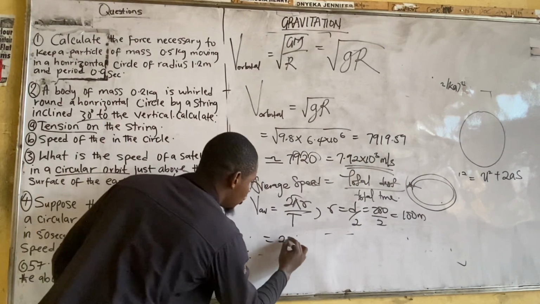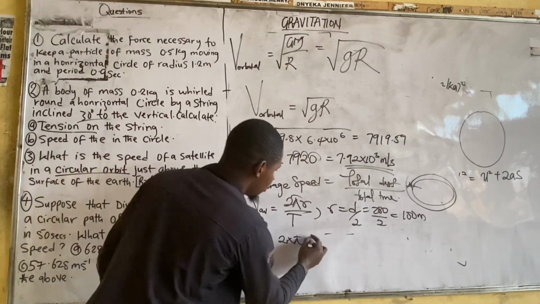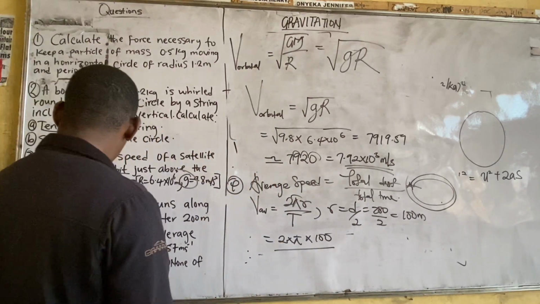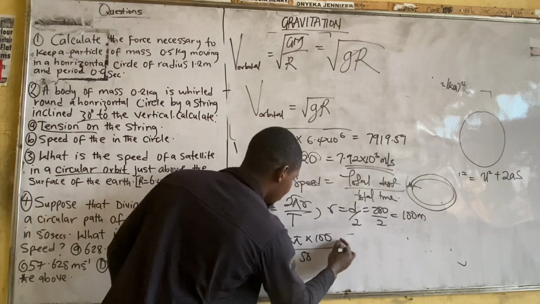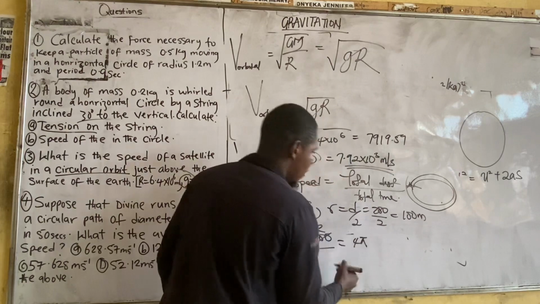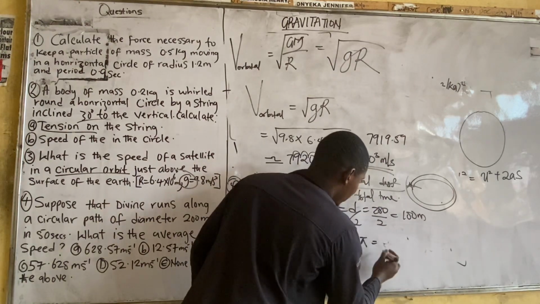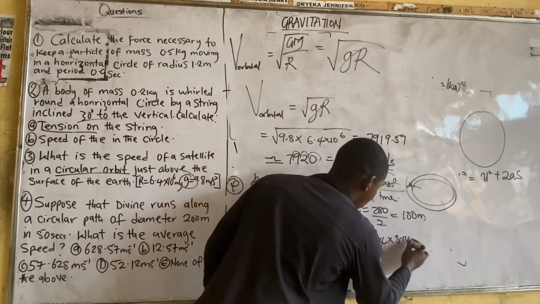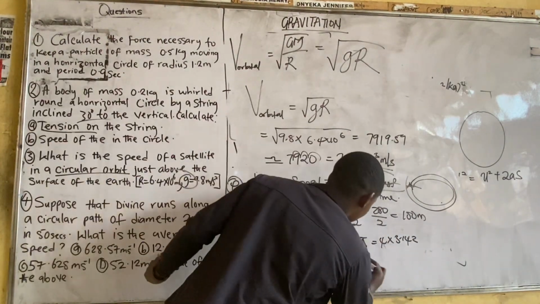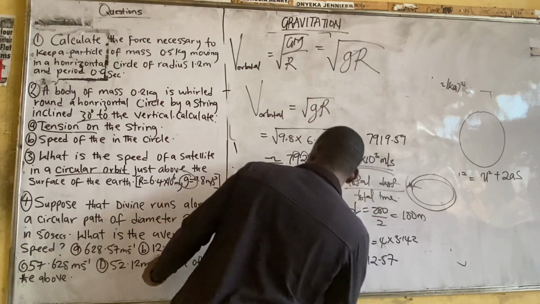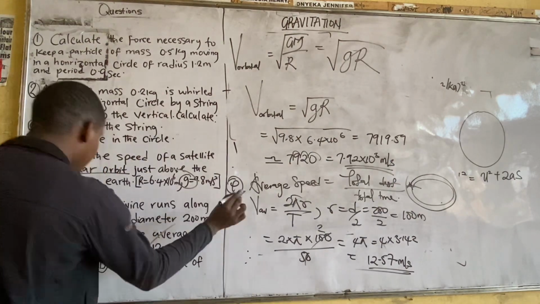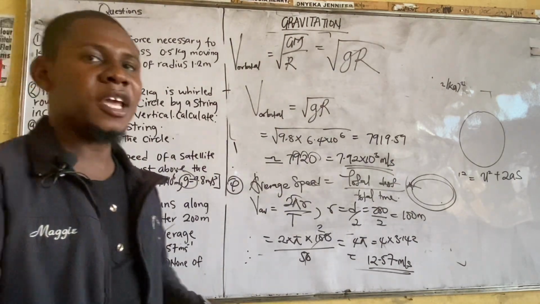So we now have 2 times pi, which is 3.142, times the radius, 100, divided by the time, 50. So we cancel, 2 times 2, you have 4 pi. And pi is 3.142. So 4 times 3.142 is going to give you 12.57. That is the velocity in meters per second. And that is option D.